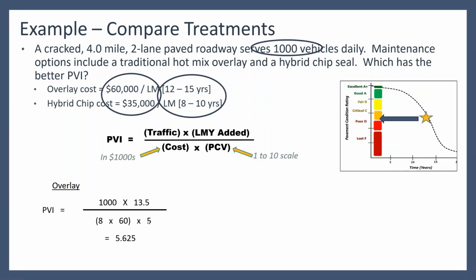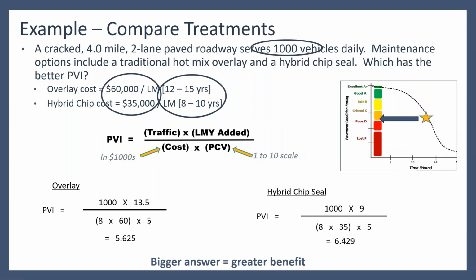Does that number mean anything? No, not really. But if I do the same thing for the hybrid chip seal, I get a 6.429. Does that number mean anything? Not by itself, but the bigger the answer, the bigger the benefit. So all I can really do is give this a relative comparison, and I do get a bigger number with the hybrid chip seal, so I am going to get a slightly larger benefit monetarily when you put all of the factors together. So doing this, I might say, well, I've run the numbers, this is going to be the better option. And then you have a way to present that to your supervisor.